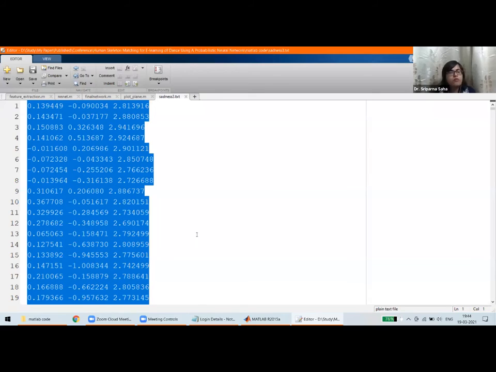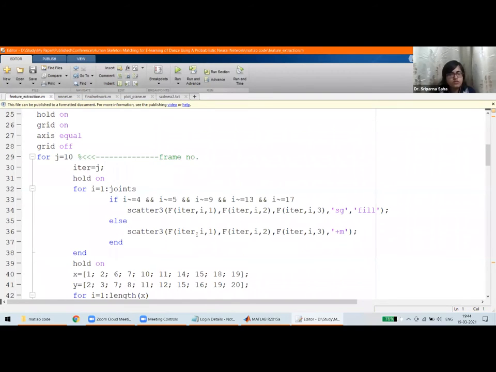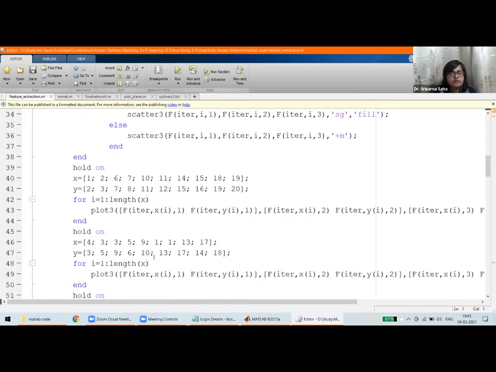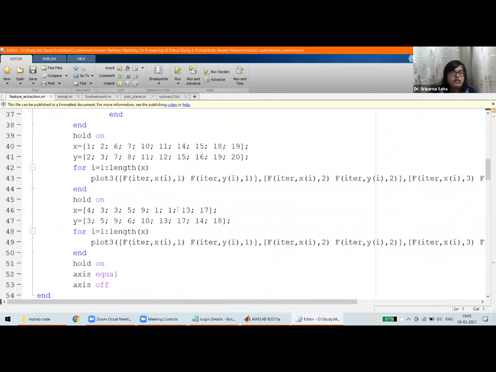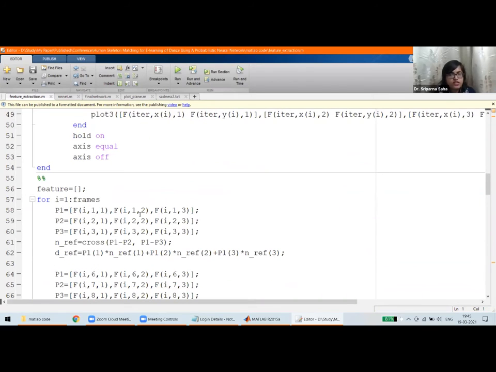From those data, I'm not going into much detail, as it would be too much for you to learn. The data have been plotted by this scatter3 plot, and then different joints have been joined using the plot function. These are the things that have been done. Then the feature extraction is done here.